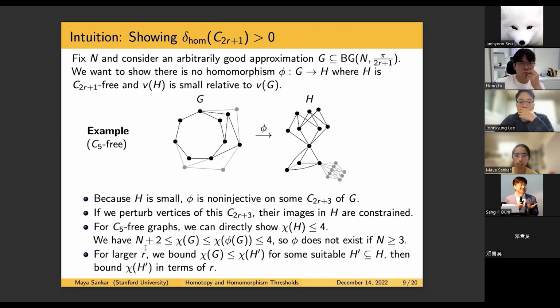And for larger odd cycles, we can't directly bound the chromatic number of H. But what we can do is pick a subgraph H prime of H that sort of contains all the topology of G. And by contains all the topology of G, I mean the chromatic number of G is bounded by the chromatic number of H prime. And then we can additionally say, well, H prime has to be highly structured in some way.